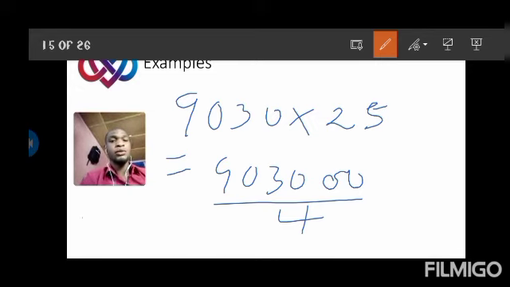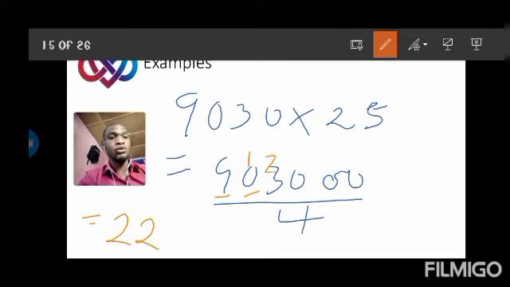Now, 4 can go in 9 how many times? 2, which is 8. 4 times 2 is 8. 9 minus 8 is 1. So I'll move the 3, making it 13. 4 in 13 is 3. 3 times 4 is 12. 13 minus 12 is 1. So I'll be having 1.